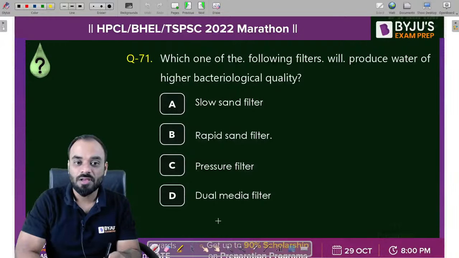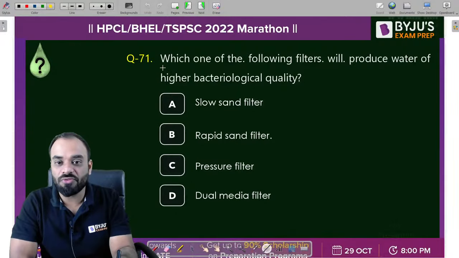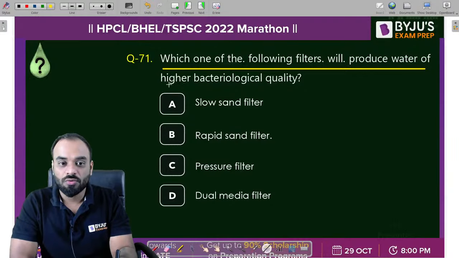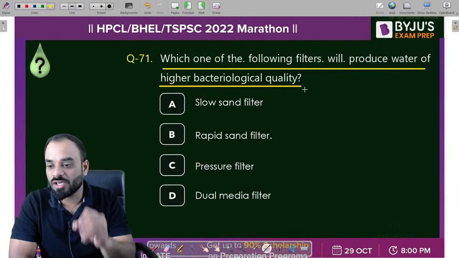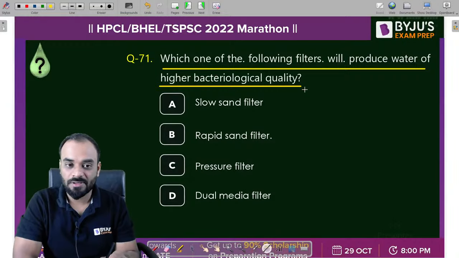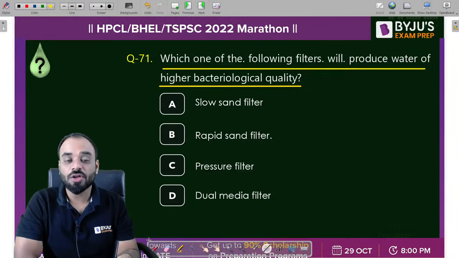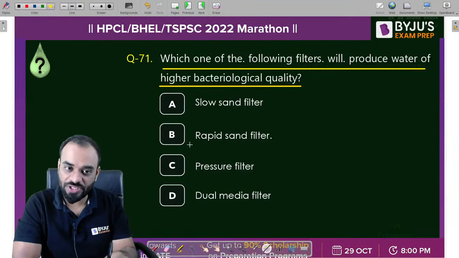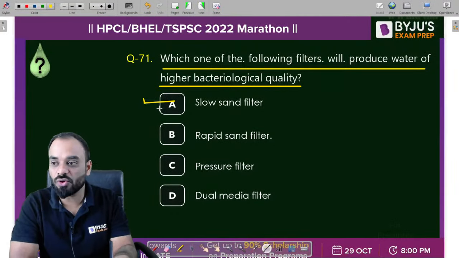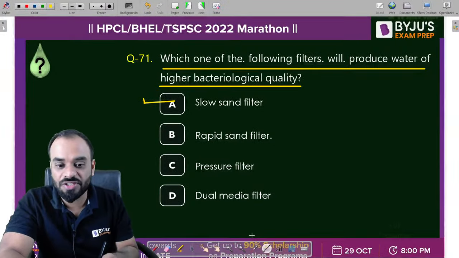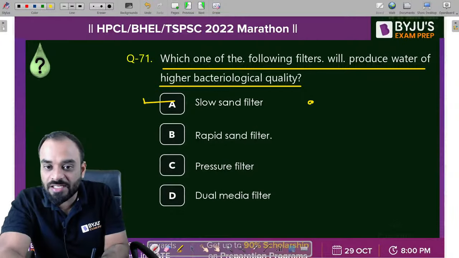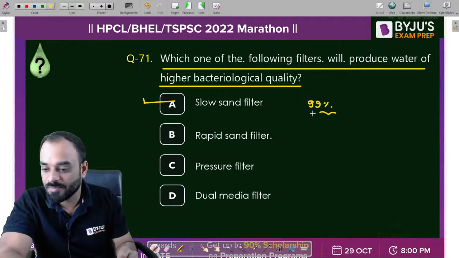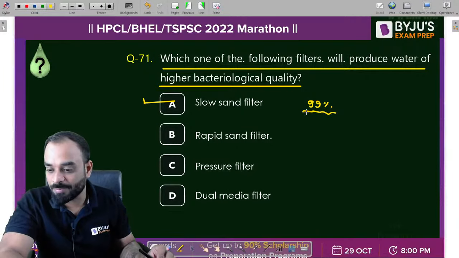Next question. Which one of the following filters will produce water of higher bacteriological quality? Tell me, guys. That means the quality of water is very high. Slow sand filter. Very nice. The efficiency of slow sand filter is 99% approximately. Correct? 99% approximately.